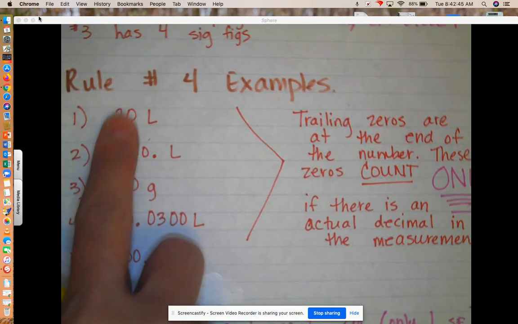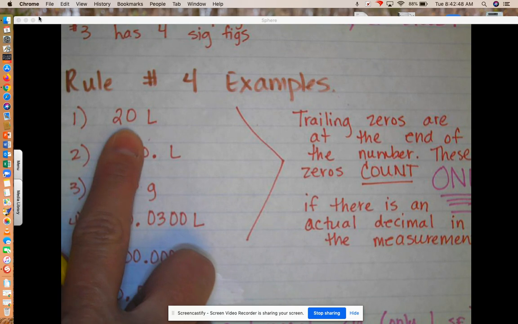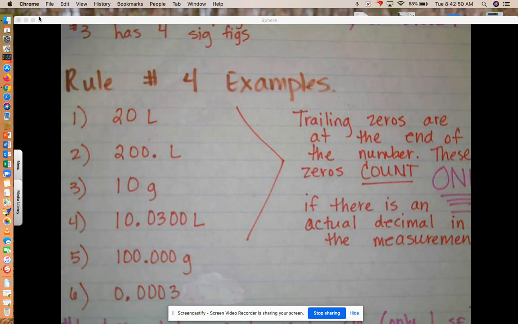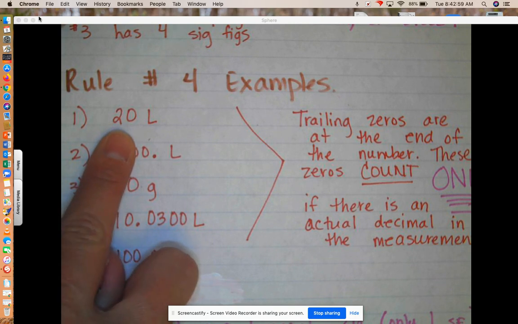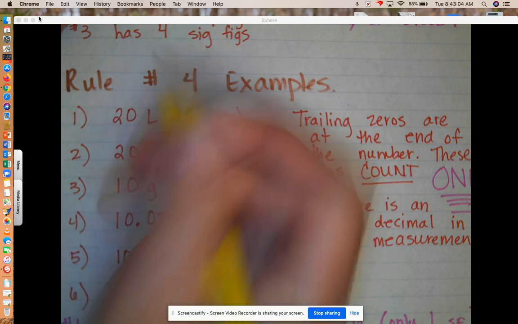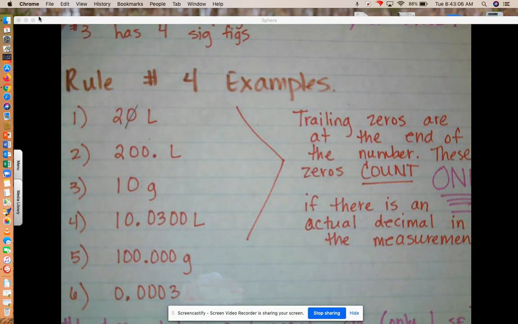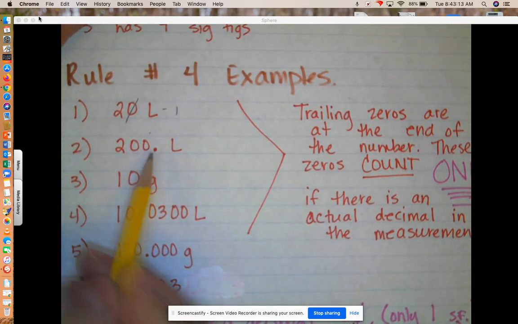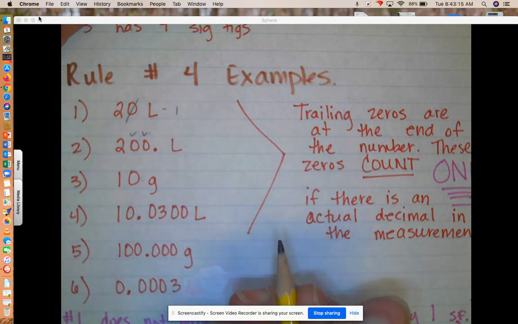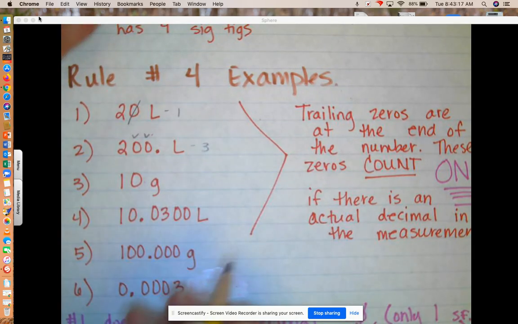So the first thing I'm going to do is ask myself, do I see a decimal? When you see zeros at the end of a number, right? Whether there's a bunch of zeros, 1 zero, 20 zeros, when you see zeros at the end, ask yourself, do I see a decimal? Right here, do you see a decimal? No. So that 0 can't count. So this one would have 1 sig fig. Right here, do you see a decimal? Then these zeros would count.